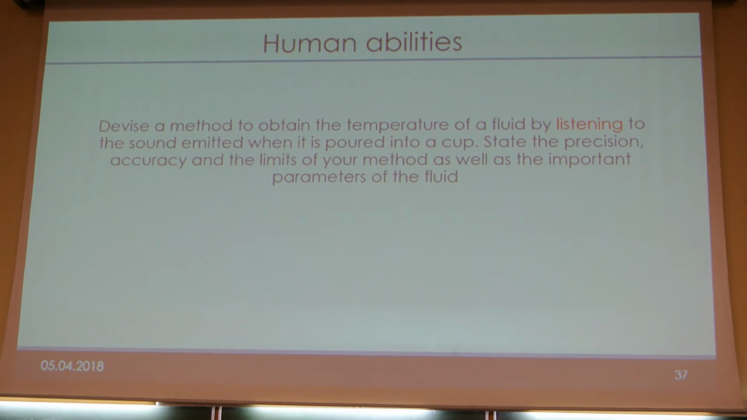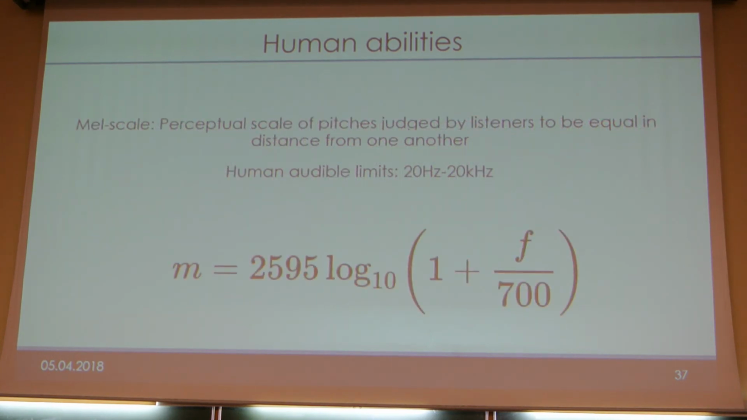Maybe the last point before coming to the conclusion: we looked again at our task, and the task says it's by listening to the sound. So we thought about how to define listening, because when we just have a computer program, it's not really listening. If we define listening as a human ability, we have to set some more limits, because as humans we can only hear in a specific range of frequency, and we don't perceive pitch linearly. That's why we need to use another scale, the Mel scale, because the Mel scale describes how we human beings hear.